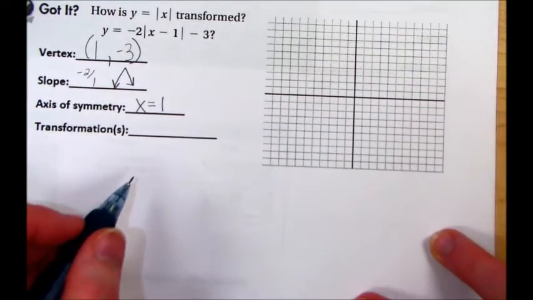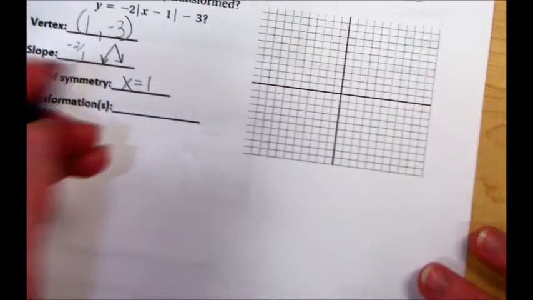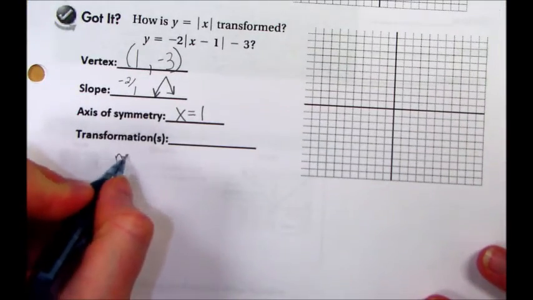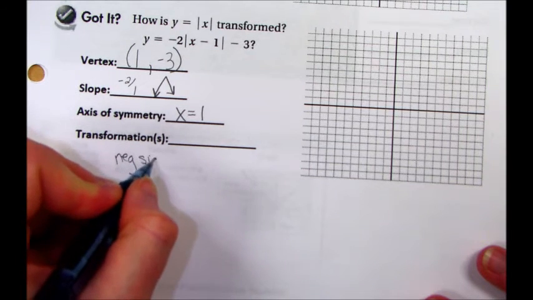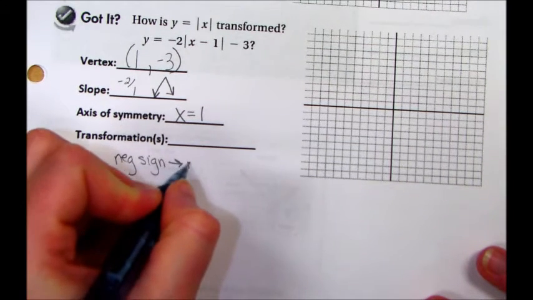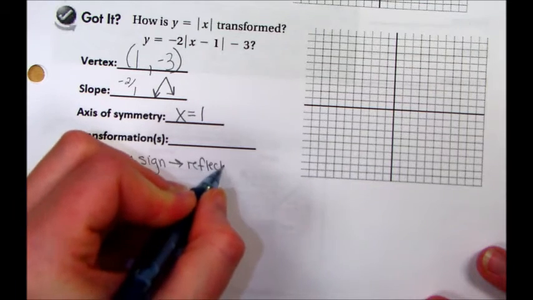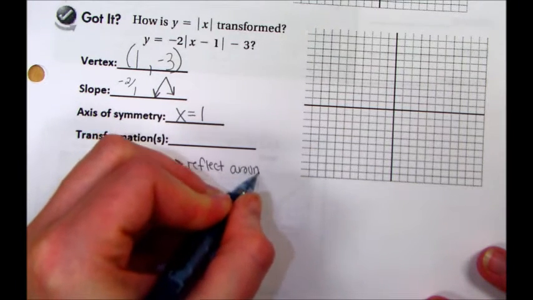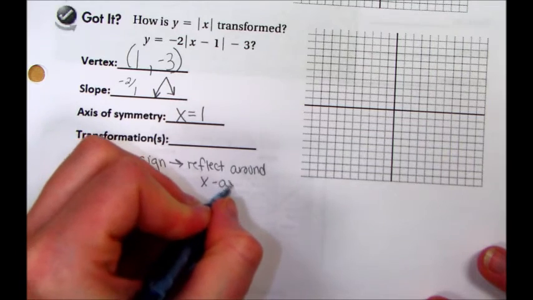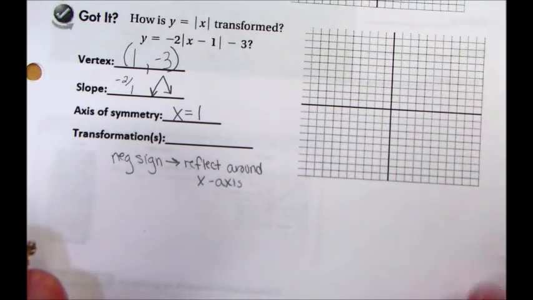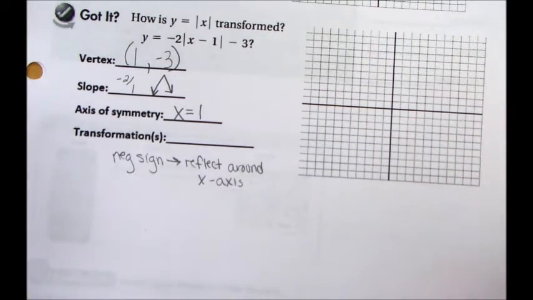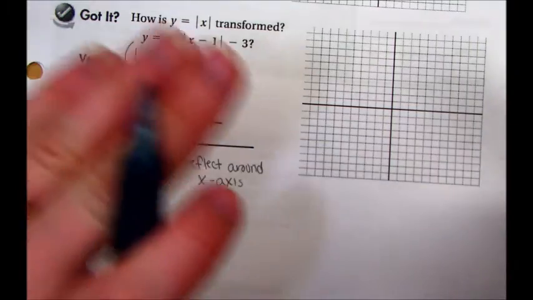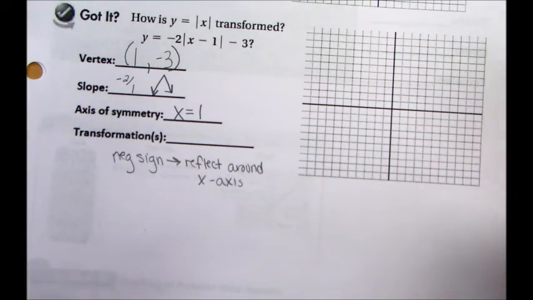Transformations, let's talk about what the negative does, okay? I'm actually going to write these out because some people struggle with the negative. Here we go. The negative sign is going to reflect it around the x-axis. In other words, that's what makes it upside down. You need to picture the negative as being separate from the 2. Don't say, ooh, it's -2. Say, no, it's negative, so it's reflected.